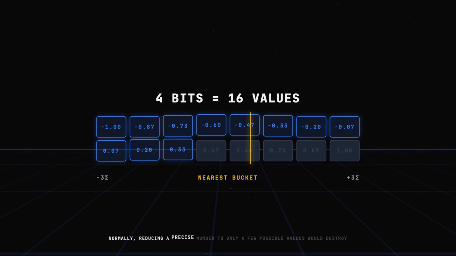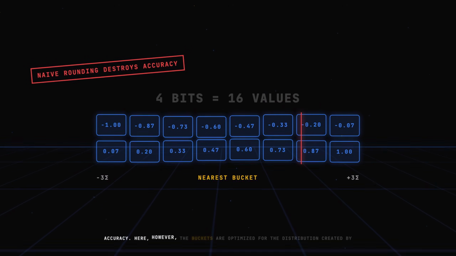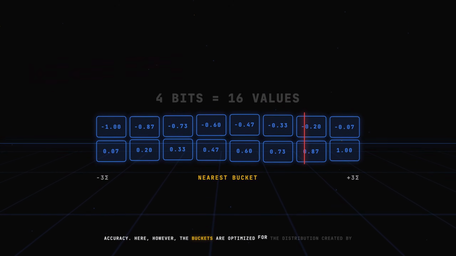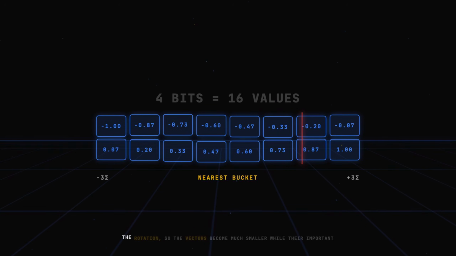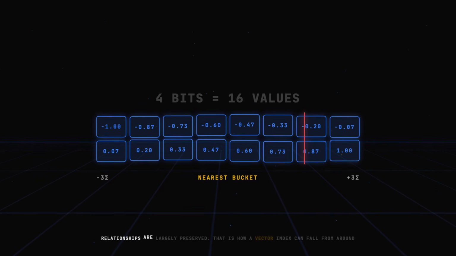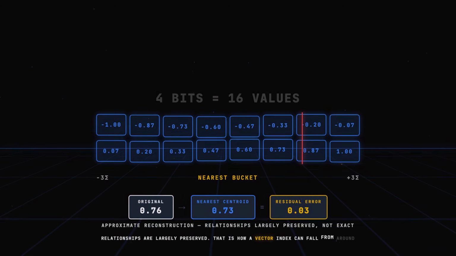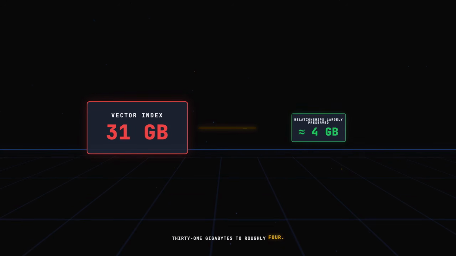Normally, reducing a precise number to only a few possible values would destroy accuracy. Here, however, the buckets are optimized for the distribution created by the rotation, so the vectors become much smaller while their important relationships are largely preserved. That is how a vector index can fall from around 31 gigabytes to roughly 4.